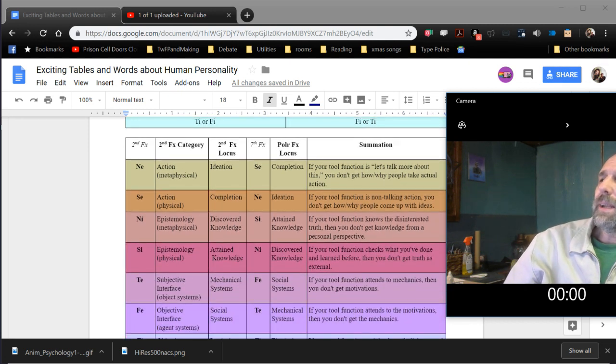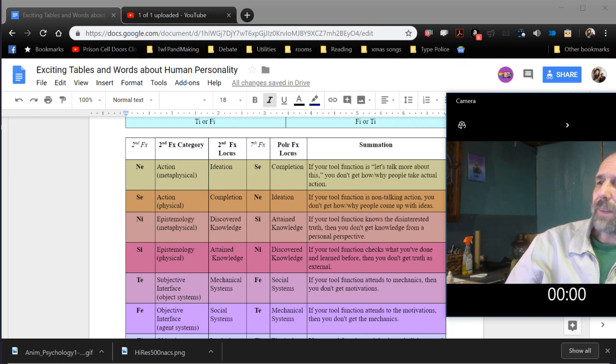And the best way to put it is, if your tool function is... let's talk more about this, you can't get how or why people take actual action in your seventh. So if your tool function is NE, your seventh function is SE. If your tool function is SE, your seventh function is NE. If your tool function is non-talking action, you don't get why people come up with ideas and talk shit out.